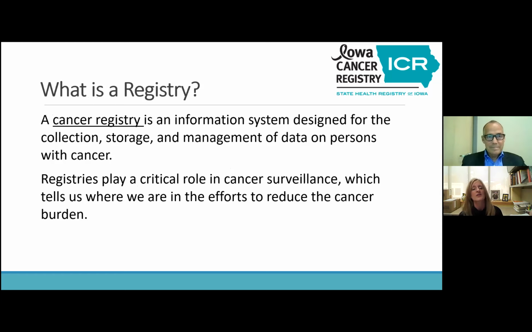And then what is a registry? So a cancer registry is an information system, and it's designed to collect, store, and then manage data on persons that have been diagnosed with cancer. Registries play a critical role in cancer surveillance, which tells us where we are in our efforts to reduce the cancer burden. Surveillance data are also used to plan and evaluate cancer prevention and control interventions, and they also can serve as a foundation for cancer research.